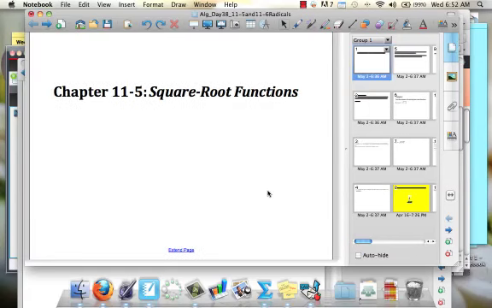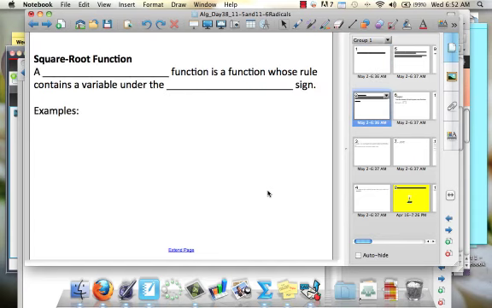Hey guys, today we're going to talk about Chapter 11, square root functions. A square root function is a function whose rule contains the variable under the square root sign. For example, if I have f of x equals the square root of x minus 3 plus 5, this is a square root function because there's a square root inside it. Notice there's not an x on the outside, it's just x on the inside.